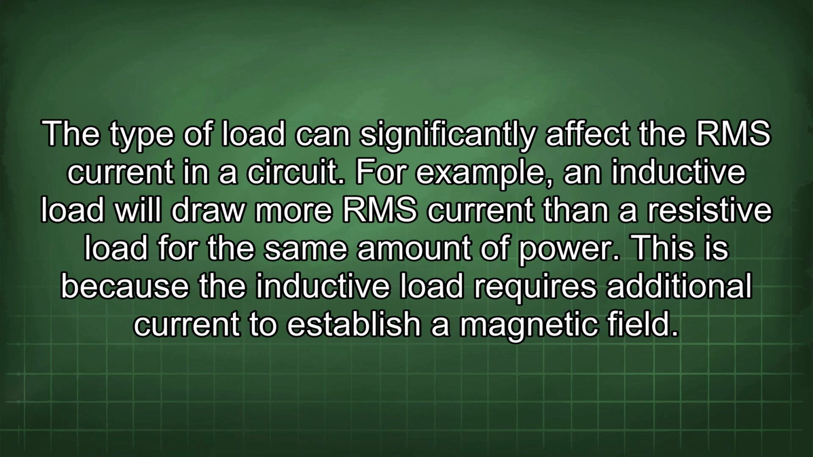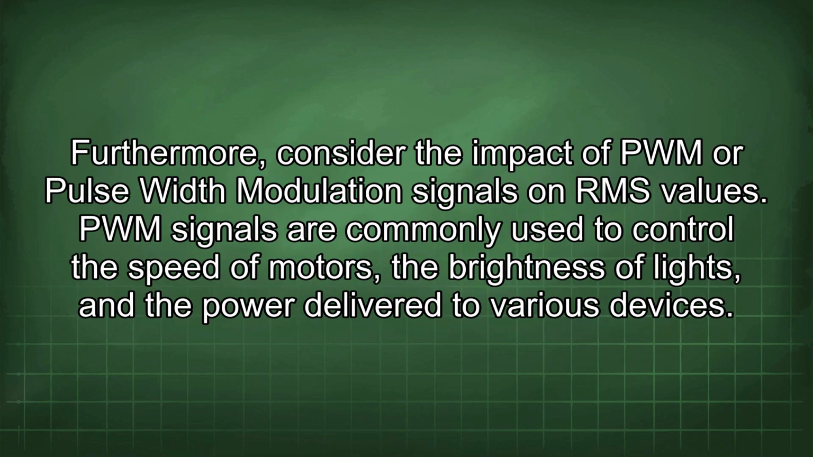For example, an inductive load will draw more RMS current than a resistive load for the same amount of power. This is because the inductive load requires additional current to establish a magnetic field. Furthermore, consider the impact of PWM, or pulse width modulation, signals on RMS values.